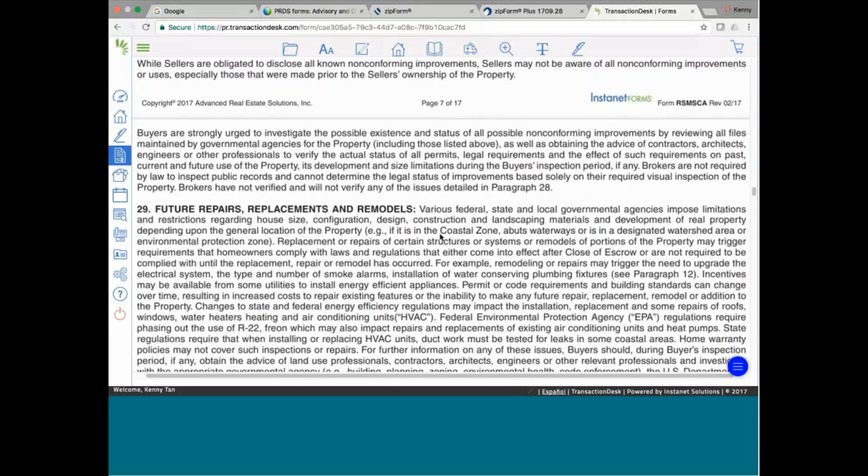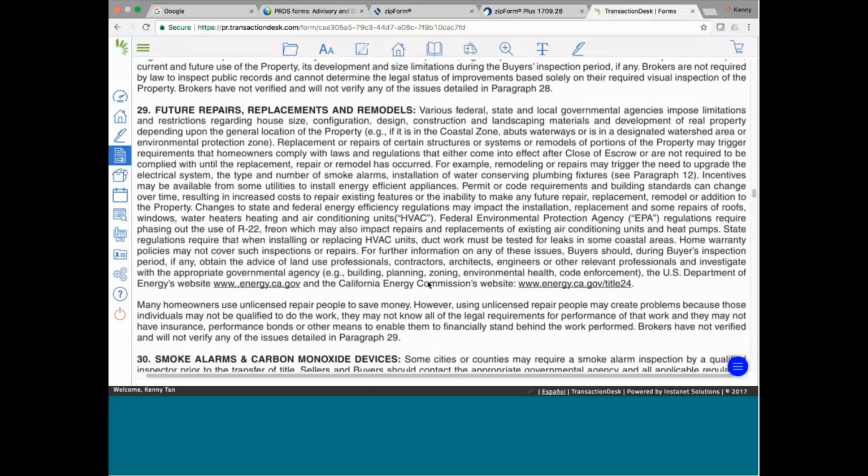Future repairs, replacements, and remodels. It says here, various federal, state, and local government agencies impose limitations and restrictions regarding house size, configuration, design, construction, and landscaping materials, and development of real property, depending upon the general location of the property. For example, if it is in the coastal zone, abuts waterways, or in a designated watershed area or environmental protection area. You know, some places, the city code or some code simply does not allow you to build a house that is bigger than a certain size. Okay, so this is to warn the buyer that there may be such restrictions on future construction.